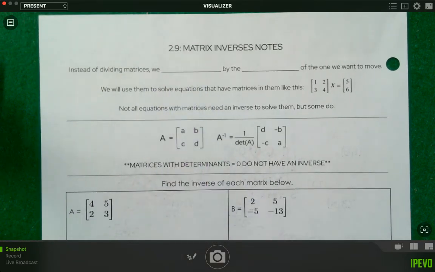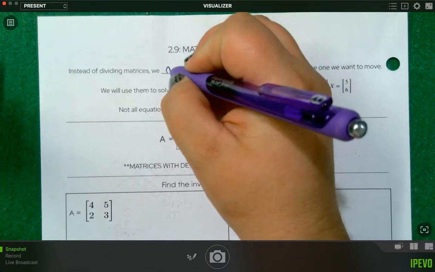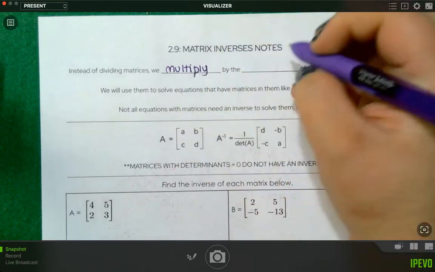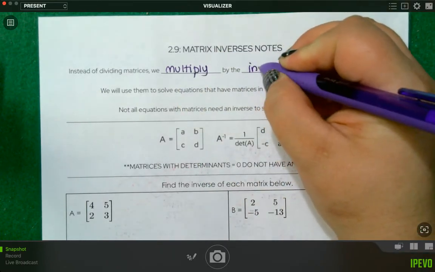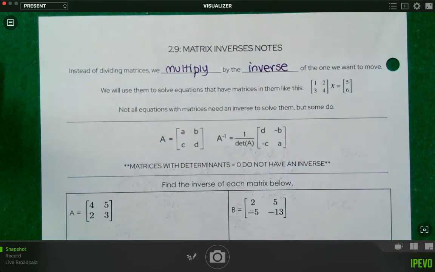In this lesson, you're going to learn how to find the inverse of a matrix. This is important because instead of dividing two matrices, we are going to multiply by the inverse. This is the same thing as saying instead of dividing by 1/2, you can multiply by 2. And this works for any number. Instead of dividing by it, you can multiply by the inverse. And it works with matrices as well.